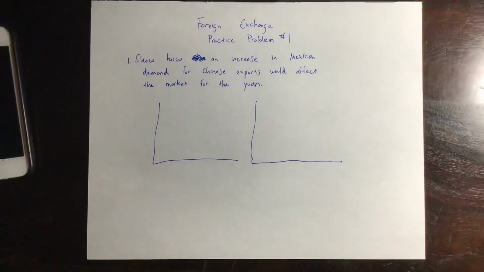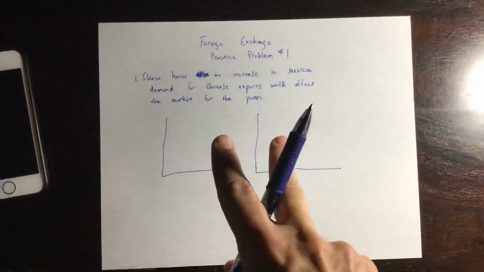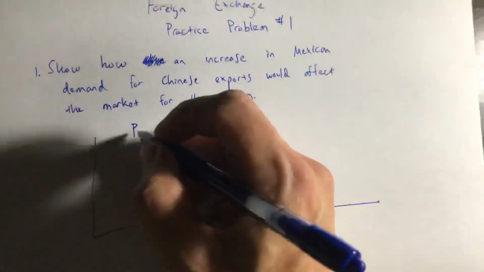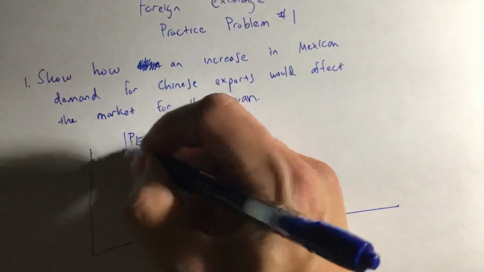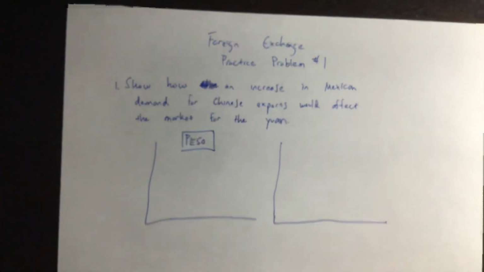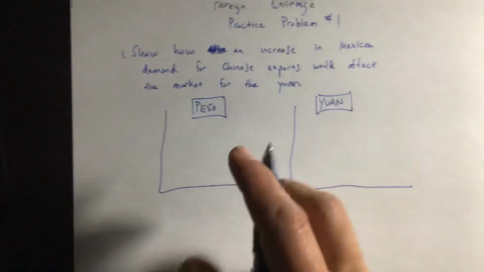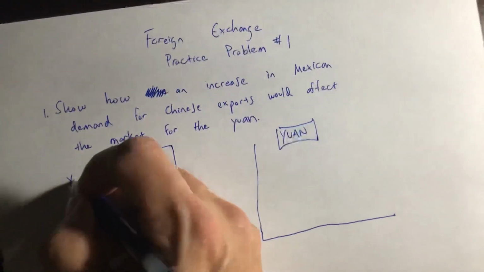Kids in the background. But you make two graphs, all right? One for the peso, one for the yuan. I don't know how to say it, I know how to write it, though. So this one is my peso graph, and this one is my yuan graph, okay?